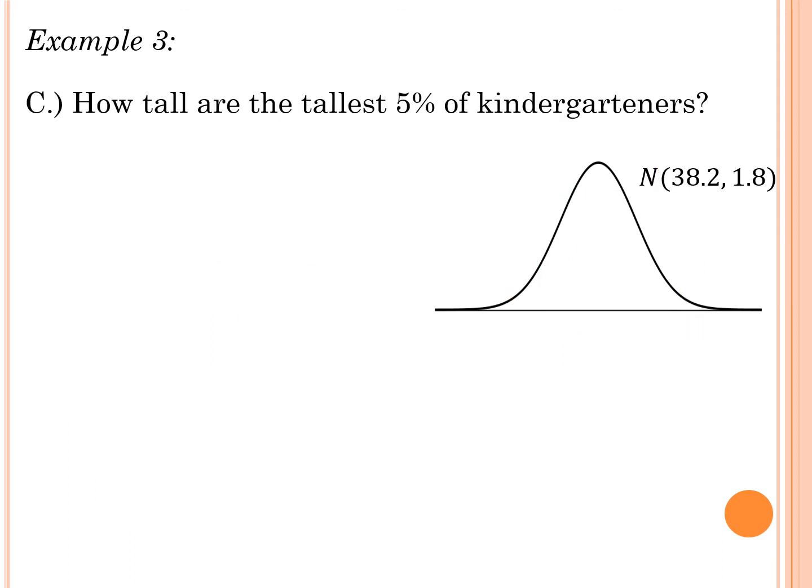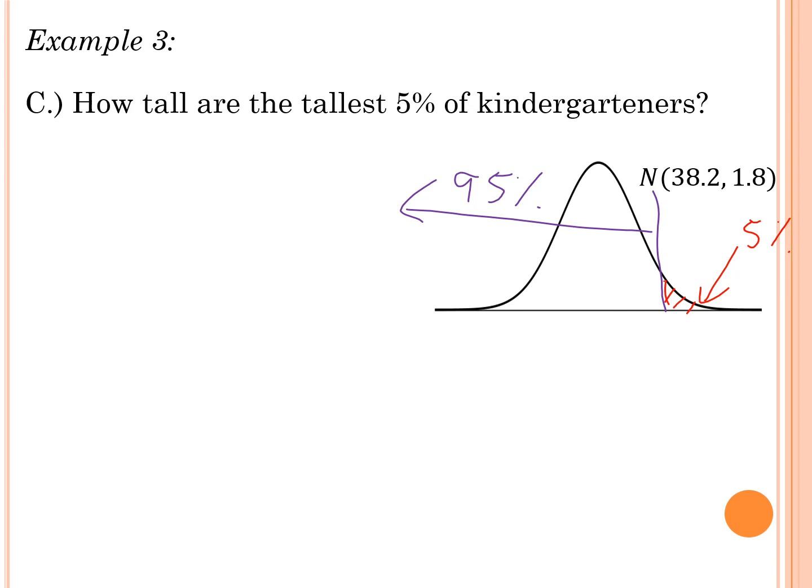Lastly, how tall are the tallest 5% of kindergartners? Tallest 5% means we have 5% on the right side here. And if there's 5% on this side, that means that we have 95% on the left. And it's always the area to the left that we look up in the table.